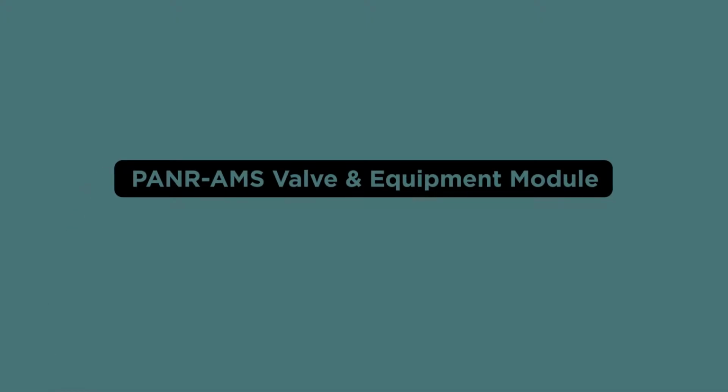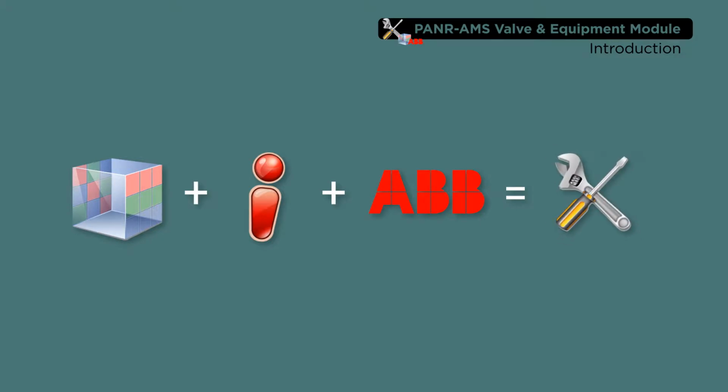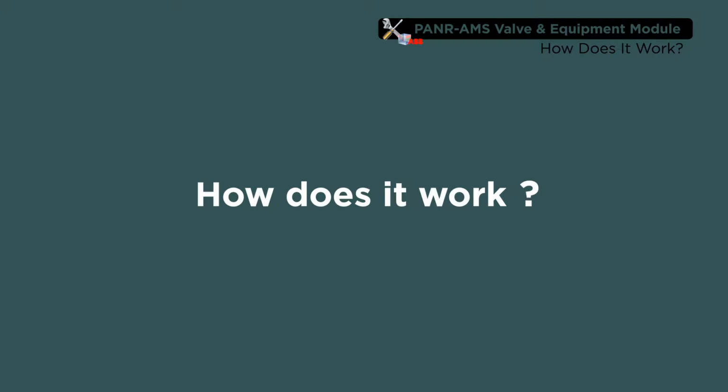In this short video, we'll highlight key features for valve and equipment module. This essential module is part of PANR-AMS and a one-stop shop for projects to retrieve valve and equipment's critical decision-making information. How does it work?